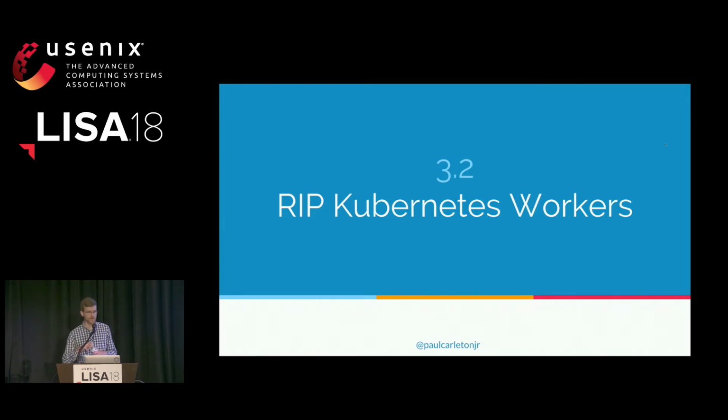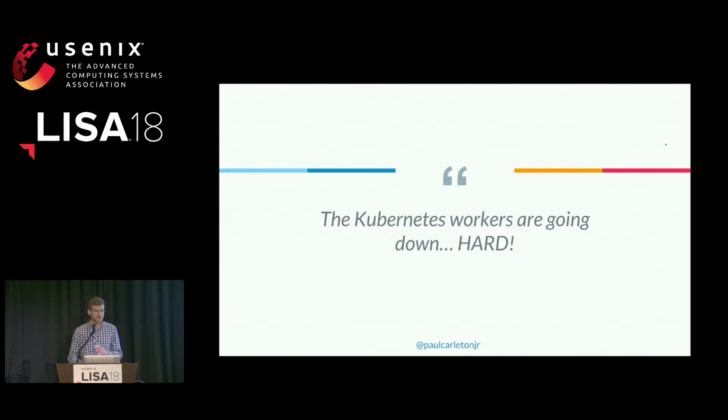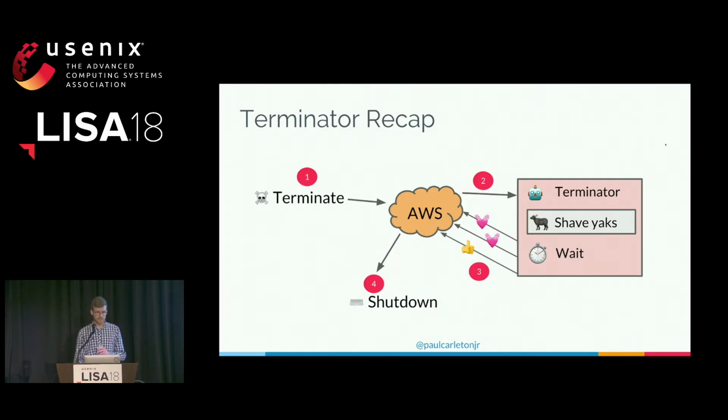The next story is called RIP Kubernetes Workers. You can probably guess what happened here. Someone came to our channel again, the Kubernetes workers were going down hard. So I'll go back to our graceful termination system. What's supposed to happen here is we send the terminate API call, and we invoke this graceful termination script, and eventually, once it's done, then we continue with the termination.